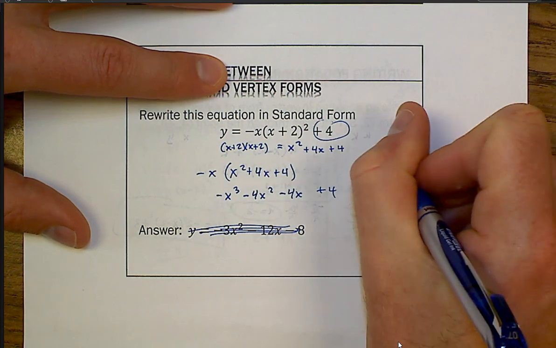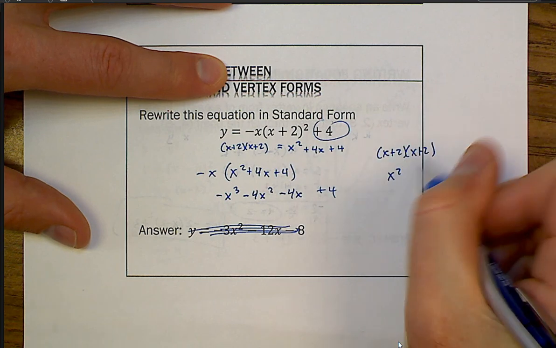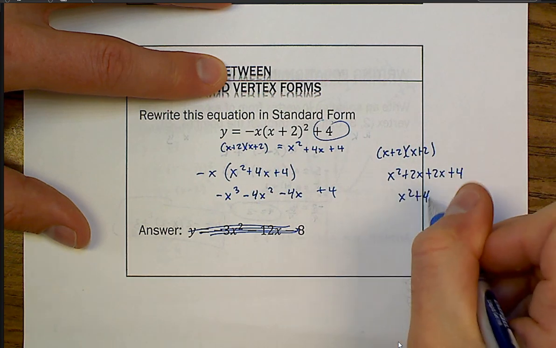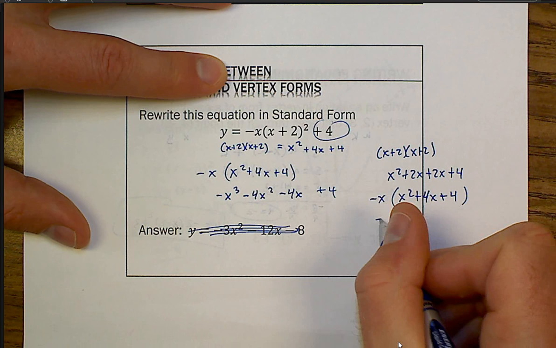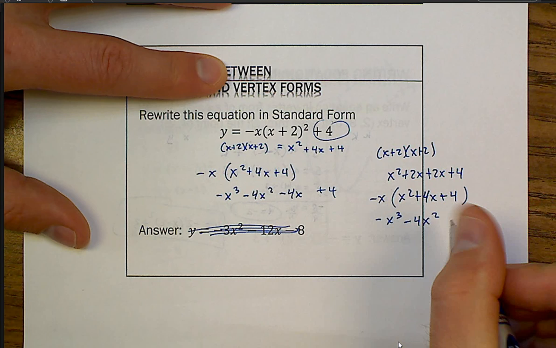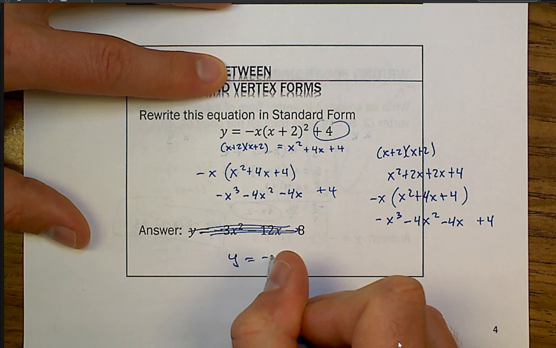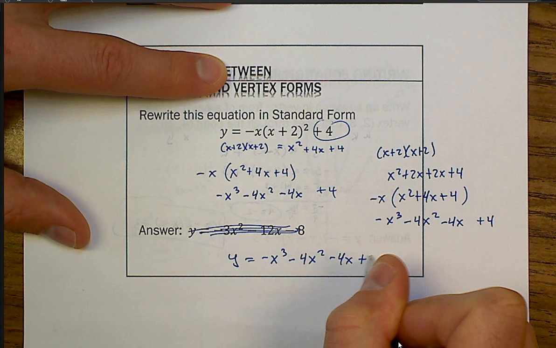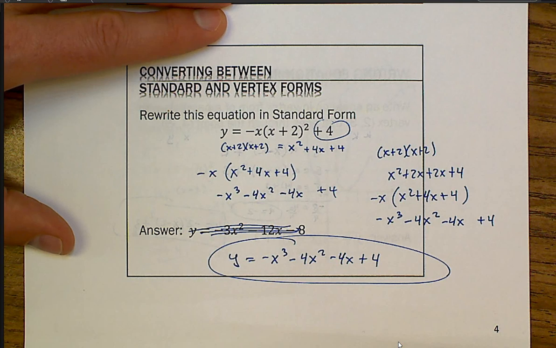So x plus 2, x plus 2: x squared plus 2x plus 2x plus 4. So that gives me x squared plus 4x plus 4. And I have to times all that by a negative x, which gives me negative x to the third minus 4x squared minus 4x. And then I just have this plus 4 hanging out, so I should just get y equals negative x to the third minus 4x squared minus 4x plus 4. That should be the winner. I don't know why that answer is there, unless I'm doing something completely wrong, but I don't think I am.